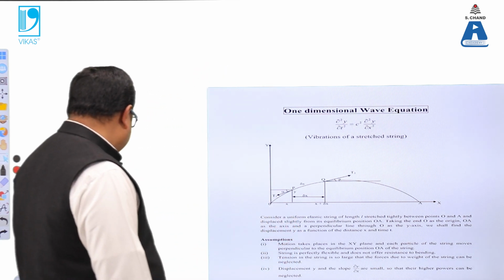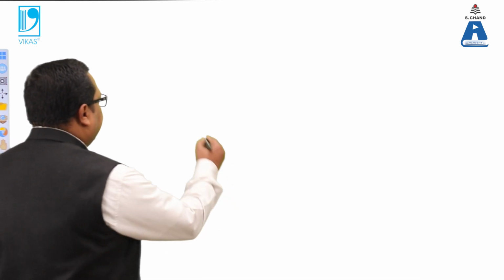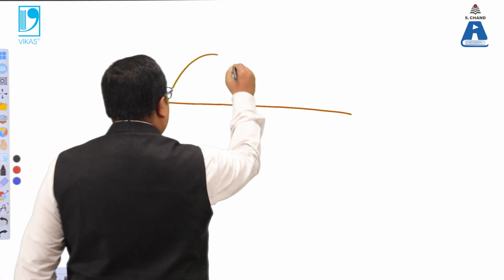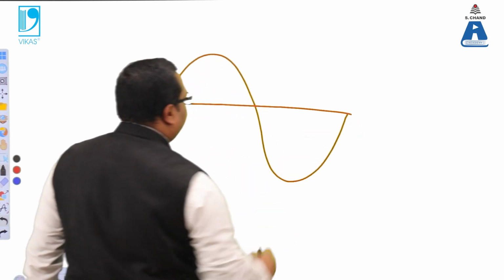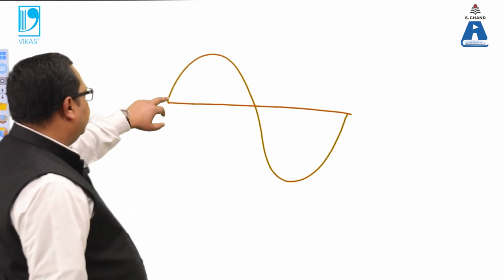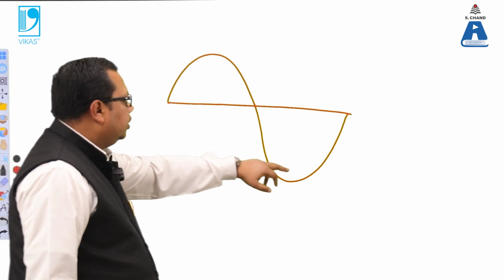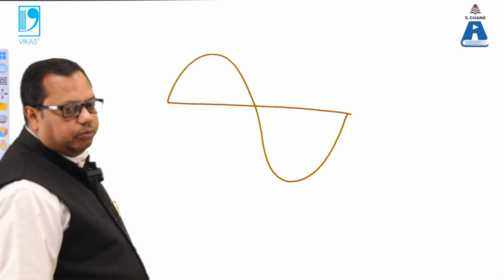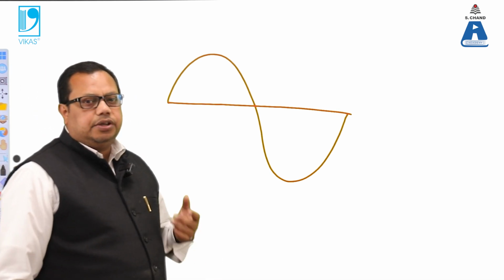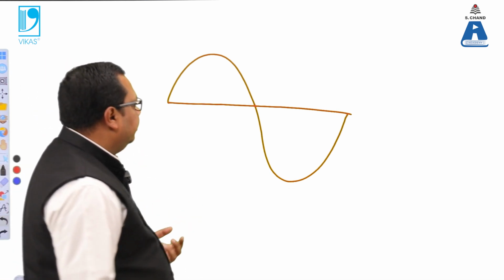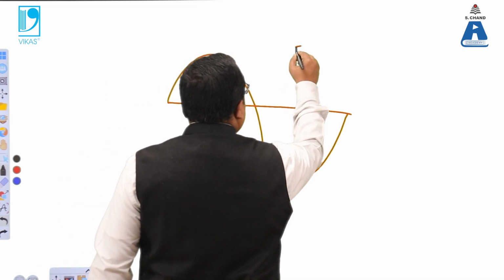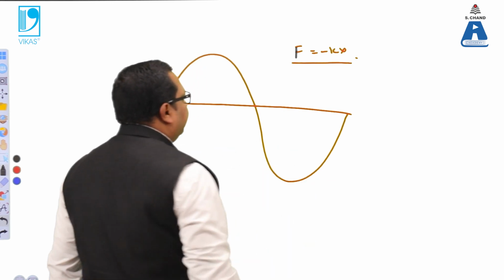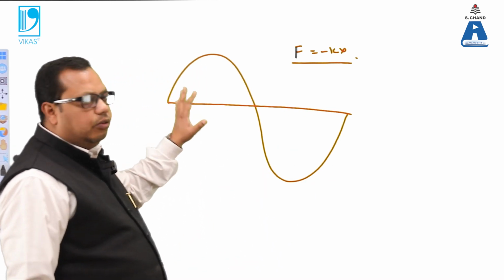If you see here, this is the wave, and we can see that continuously it is coming to the mean point and continuously it is going away from the mean point. It is coming to the mean point and going away from the mean point because the restoring force is acting on the particular wave. So we can say that F is equal to minus kx. This is the first thing that we have to understand, the restoring force acting.